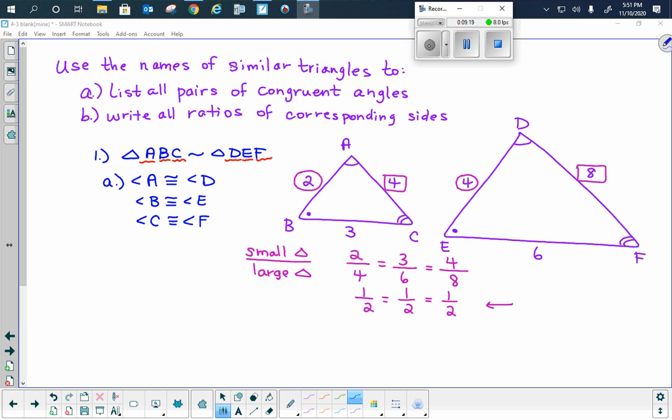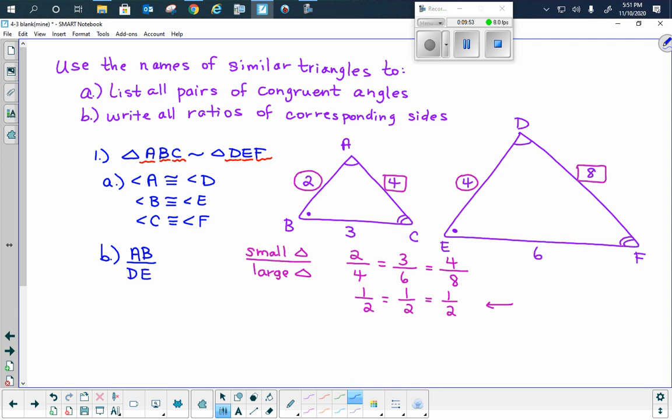And then the short way, but it should be convincing you guys by looking at the picture. For B, it says write all ratios of corresponding sides. We're talking about calling these sides by their names. So notice in the small triangle, the shortest side, where it's labeled 2, that's also segment or side AB, if you will. Okay, so I'm going to say side AB over side, the small one in the big triangle, is DE.